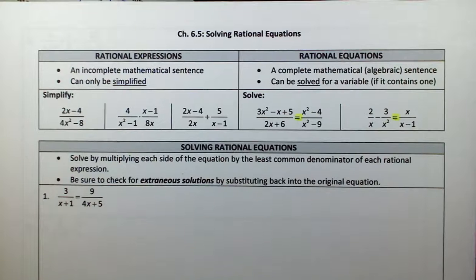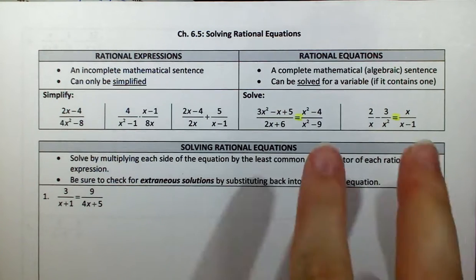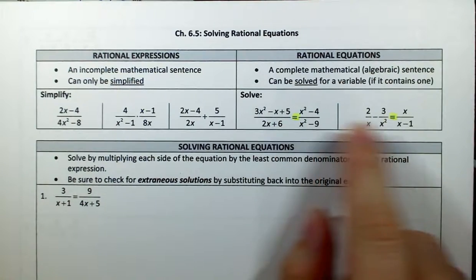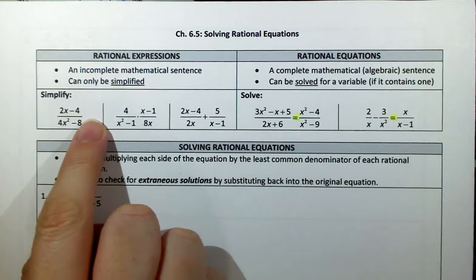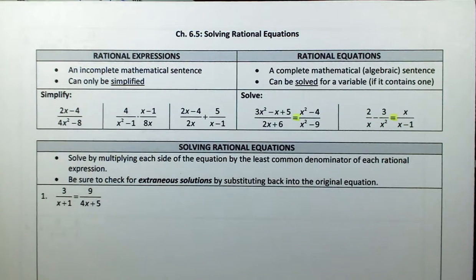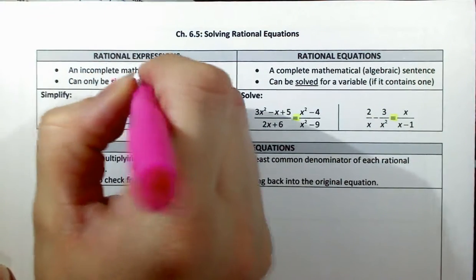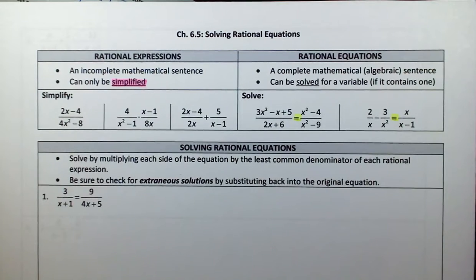Alright, in this lesson, we're going to talk about solving rational equations. A rational equation is a complete mathematical sentence that has an equals sign. This is different from what we've been working with. We've been working with rational expressions, in which case the only thing we can do with a rational expression is simplify it. Simplify means we can get it down a little bit smaller.